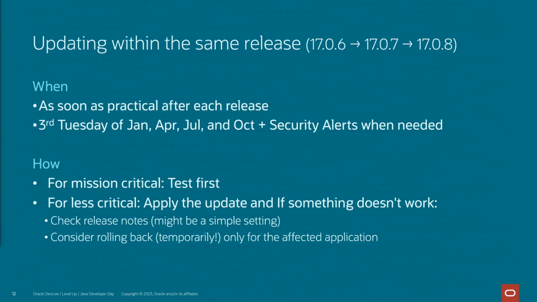We do it on the third Tuesday of January, April, July, and October. You should try to apply those patches almost as soon as possible on the same date. And only if it's mission critical, you should really bother testing first. For everybody else, try it out. And then if something blows up, you can always revert. Then I'd recommend take a look at the release notes. Chances are it's something simple, some change in some property, and you get it up and running again.